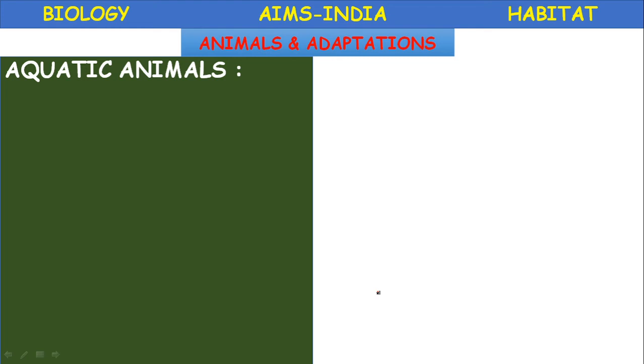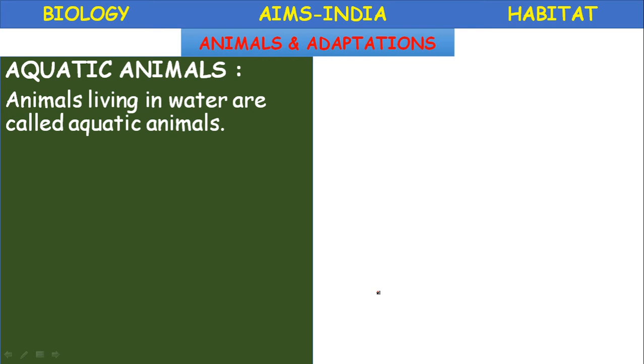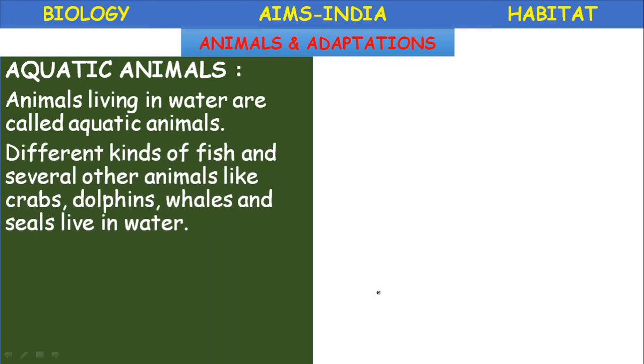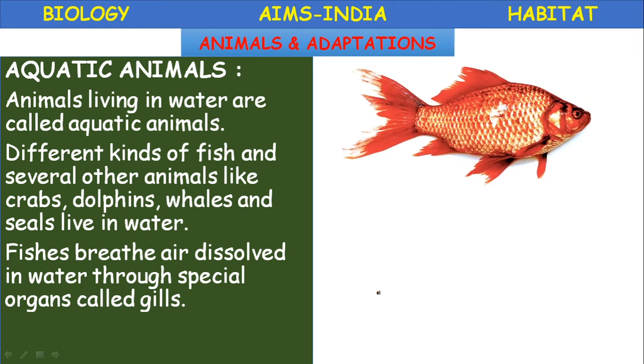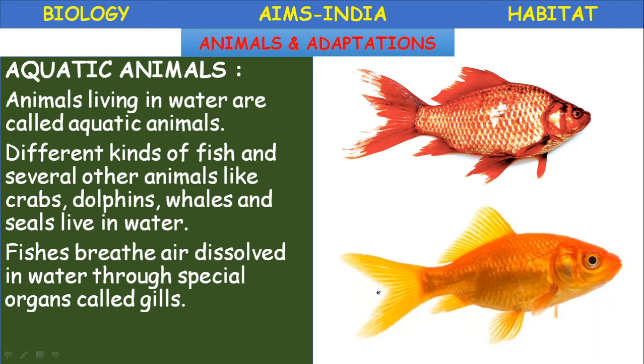Okay. And the oceans are the large continuous bodies of salty water. So the animals living in water are called aquatic animals. Different kinds of fish and several other animals like crabs, dolphins, whales, and seals live in water. Fishes breathe air dissolved in water through special organs called gills. Their body structure is also different, which suits the aquatic habitat.